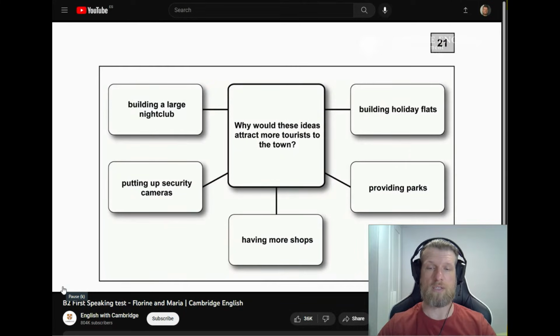Okay, so the candidates, they always get some time, around 15 seconds, to look at the task, the question and the different ideas before they have to start the discussion.